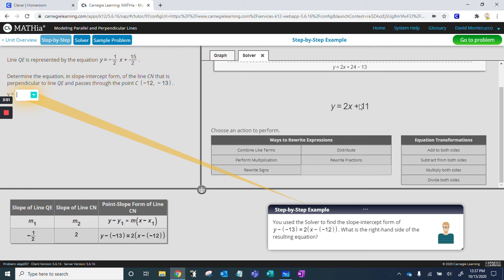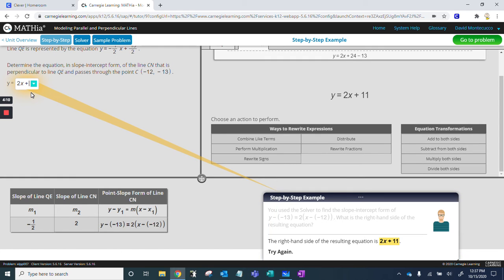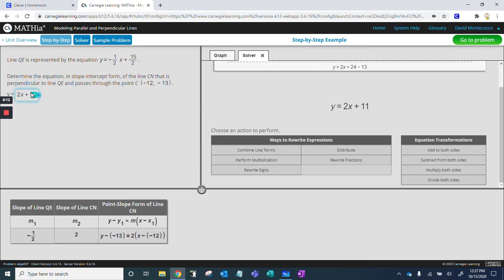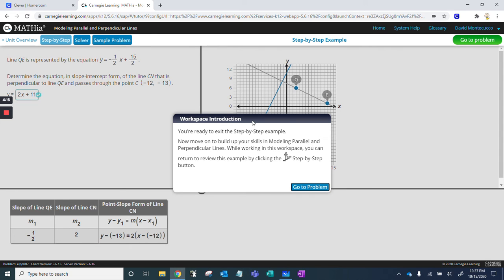Okay, so now you use the solver to find the slope-intercept form of the right-hand side of the equation, 2x plus 11. 2x plus 11. Let's test it. It liked it. You are ready to exit the step-by-step example.